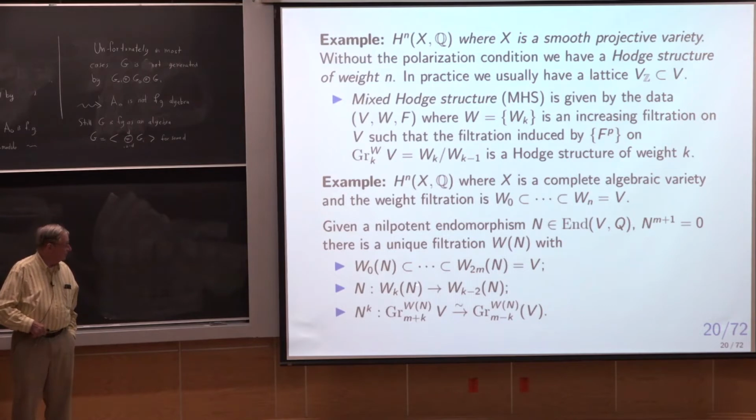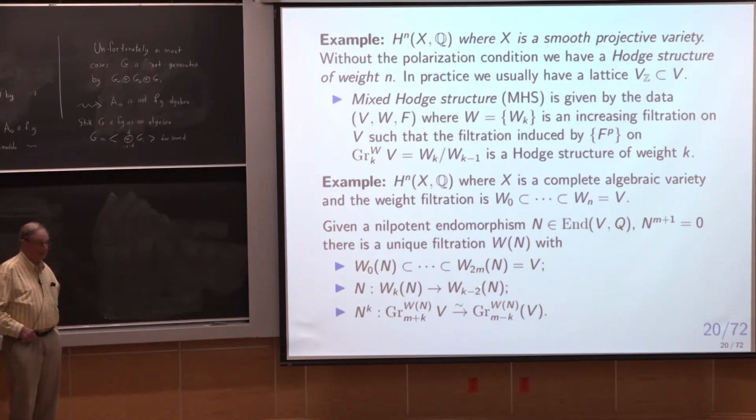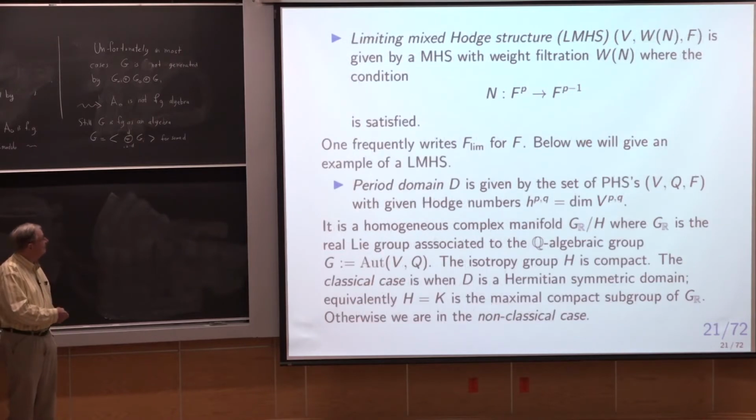And it should satisfy two conditions: that the N drops the weights by 2, and it gives an isomorphism of the associated graded, the stuff above the middle to the stuff below the middle, the so-called Hard Lefschetz property. There's a unique weight filtration then associated to any nilpotent endomorphism with these properties.